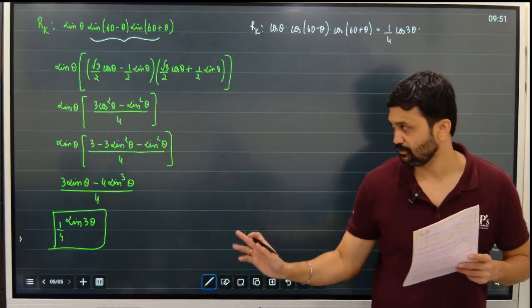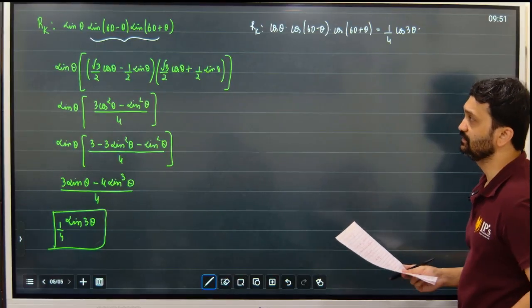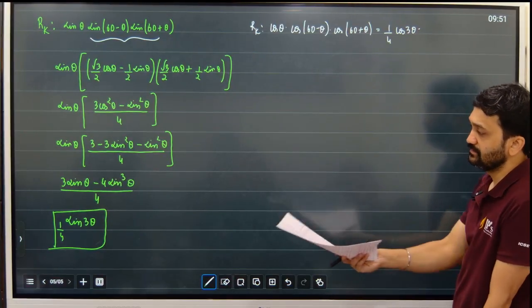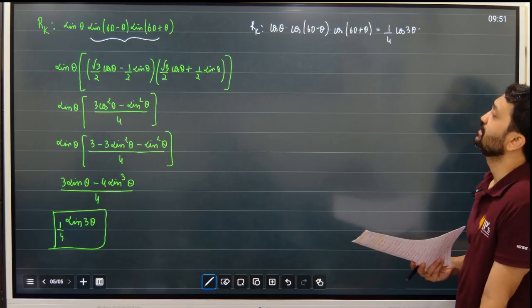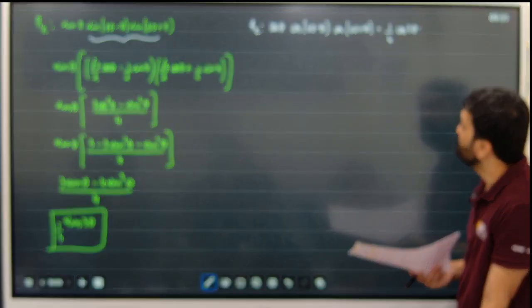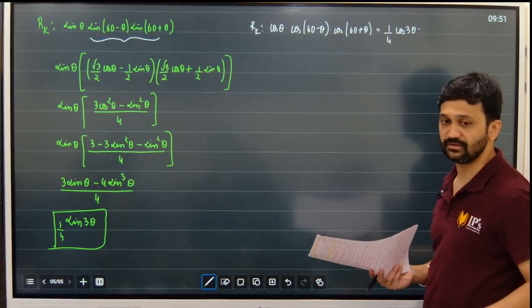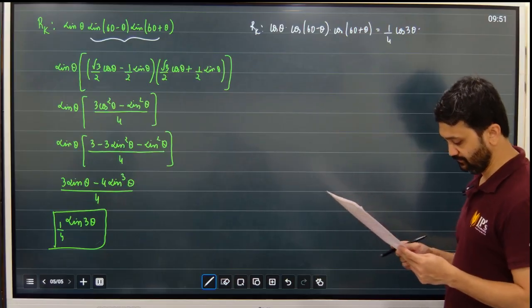So two things that you need to understand: sin theta into sin(60 minus theta) into sin(60 plus theta) is equal to 1 by 4 sin 3 theta, and if I write cos theta into cos(60 minus theta) into cos(60 plus theta), that will become 1 by 4 cos 3 theta. Have you guys understood this? So this is how you basically proceed with the sums.